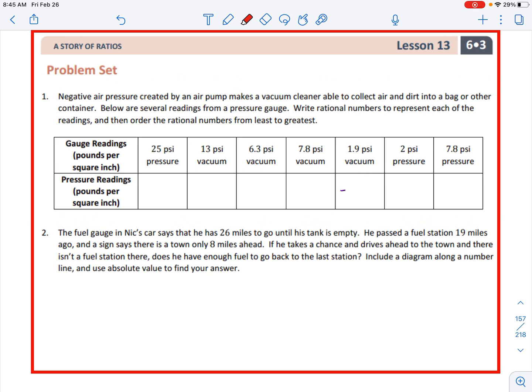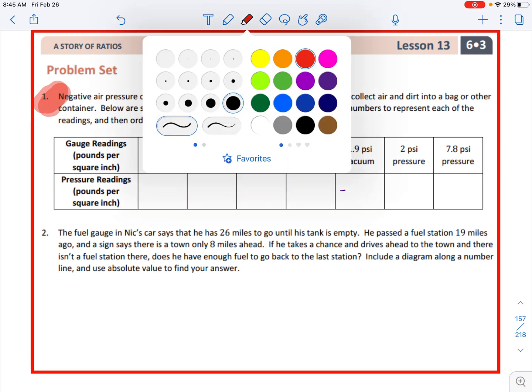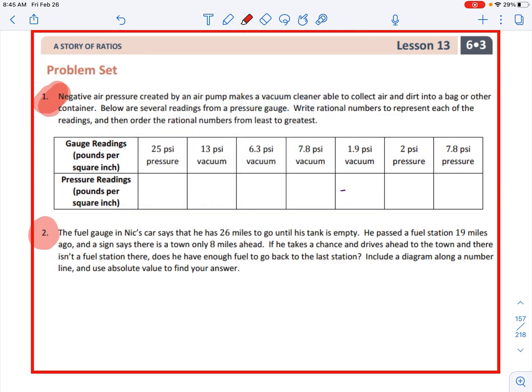Okay, this is just a problem that we just got done doing. Okay, and number 2 is just a real world situation dealing with absolute value. Okay, so take your time on it and turn it in.